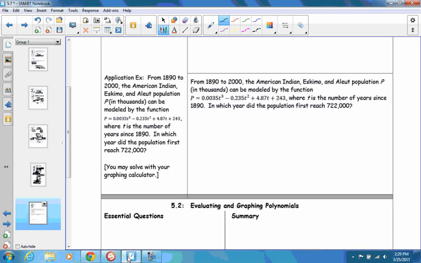I can't just plug this straight in. What I need to do is I want 722 equals, and then this whole mess, right? I need to set this equal to 0. Then I can plug that into the calculator. The new equation is set equal to 0.